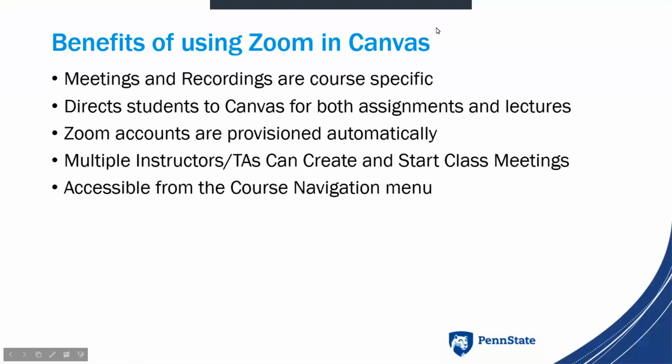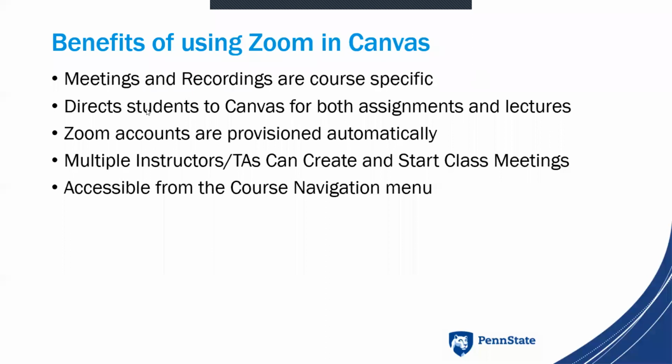So why use Zoom in Canvas as opposed to just creating your Zoom meeting and sending the link out to your students? It's especially useful if we are in multiple classes because then we can create meetings for each of those specific classes and they'll be sorted that way so that you don't have to worry about mixing up your links of who you're sending to who. And then those recordings of any of those meetings will also be stored in that class specifically so that those are also easier to access.